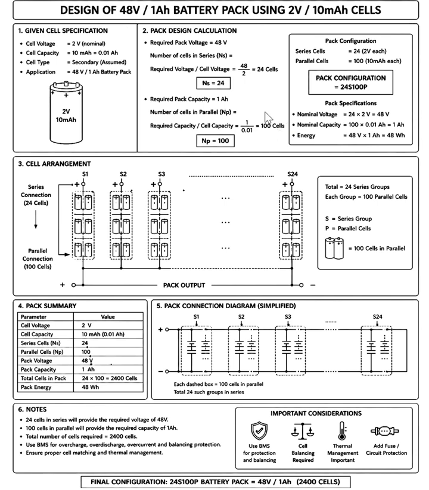Okay, it doesn't mean that 24 cells are separately connected in series and 100 cells separately connected in parallel. That's not the actual meaning. The 24 actually means 24 groups of cells. Each group should have 100 cells in parallel combination. Now I hope you can understand.